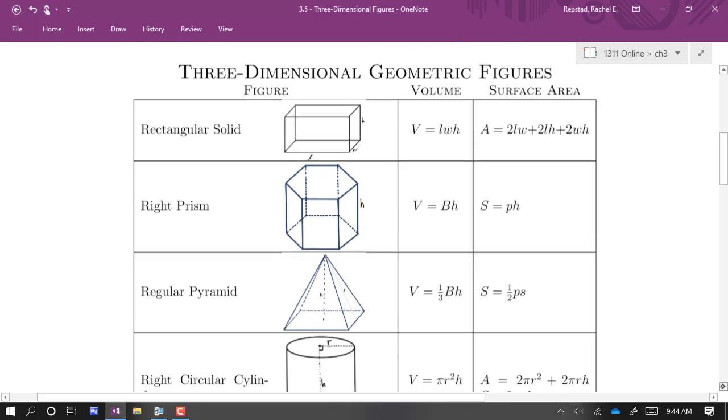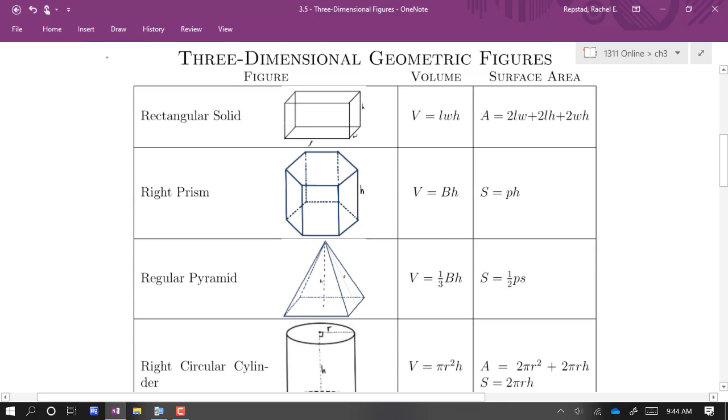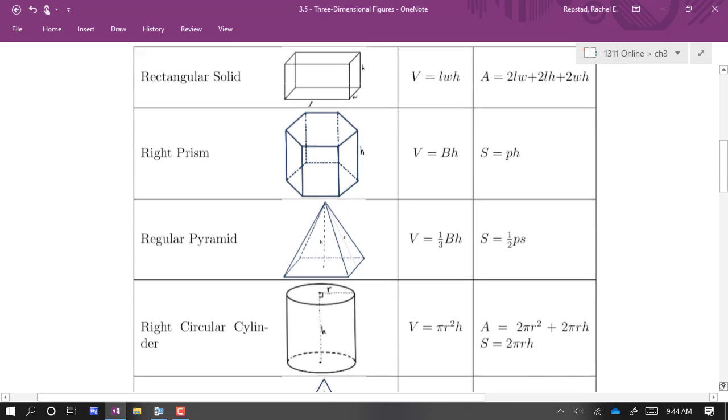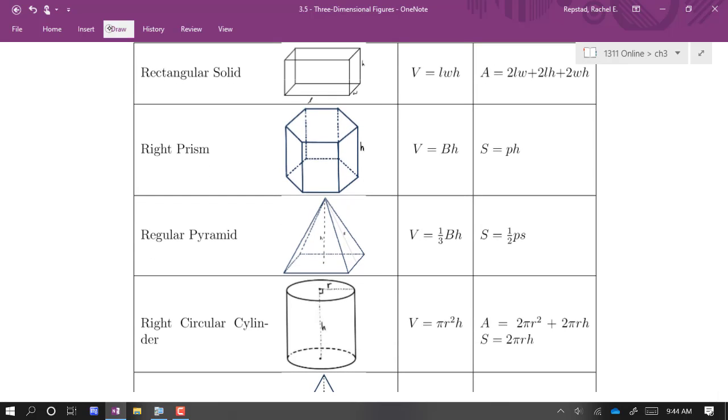Again, there's not much need to memorize these formulas, but we just need to be able to pick out the formulas that we need when we need them. So I'm going to take just a couple of minutes to talk about these. First, there's some similarity between the rectangular solid, the right prism, and the right circular cylinder. There's a similarity to these figures and how we find their volumes.